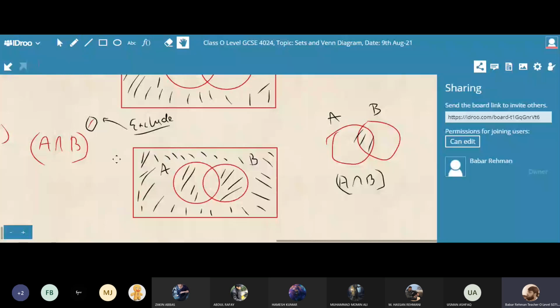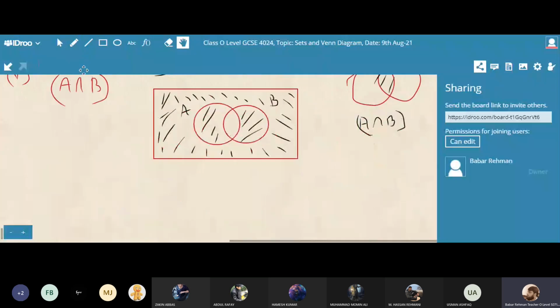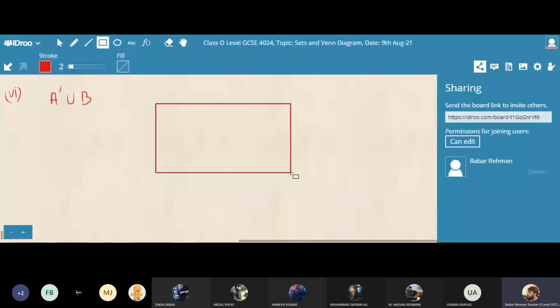Now a very important concept is coming. Very important concept is coming. That is, now remember, complement means exclude that answer. Now 6-1: A complement union B. Now please tell me what is the answer of this. Now I will teach you this one. It might be a bit difficult for you, but actually this is not a difficult thing. Don't worry.